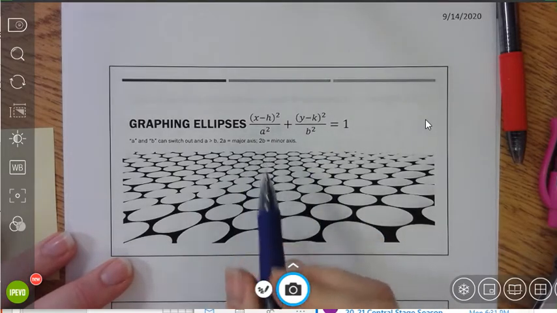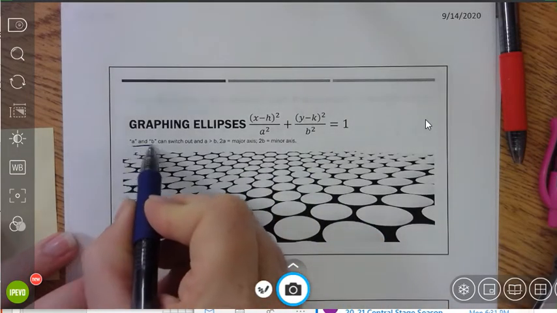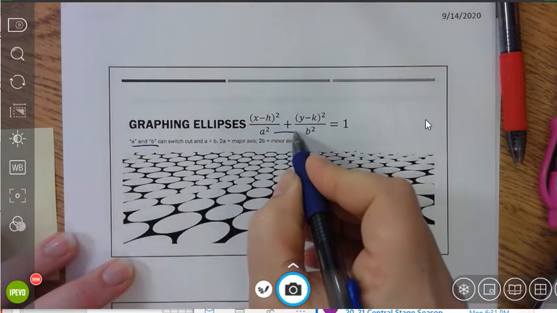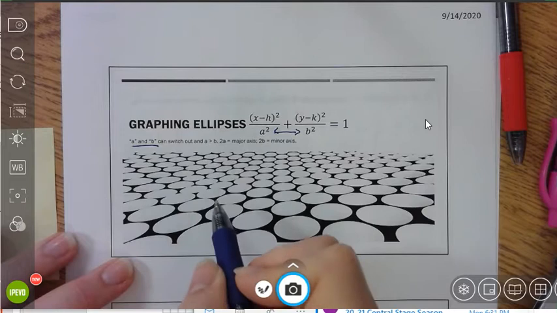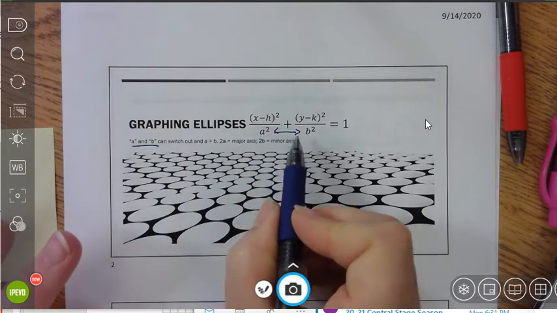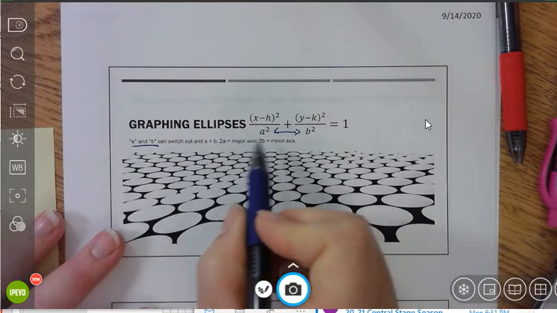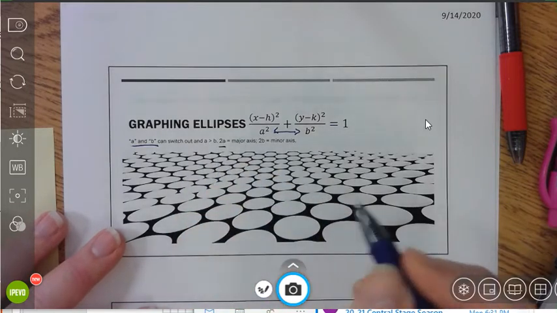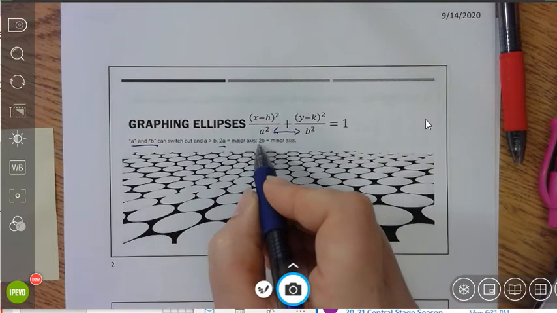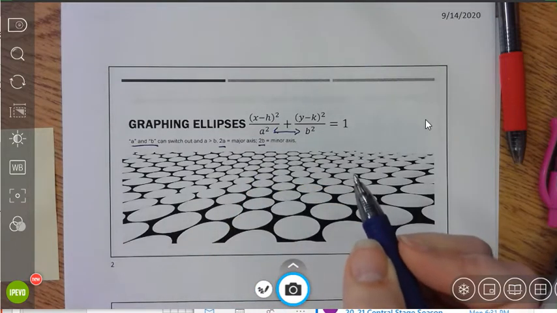All right, so what we're going to start with is notice that A and B can switch out as long as A is greater than B. These are perfect squares, so they have to be positive. That's one thing you need to know, and you need to know that 2A is your major axis, 2B is your minor axis.